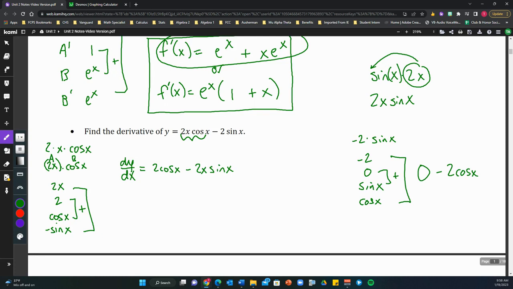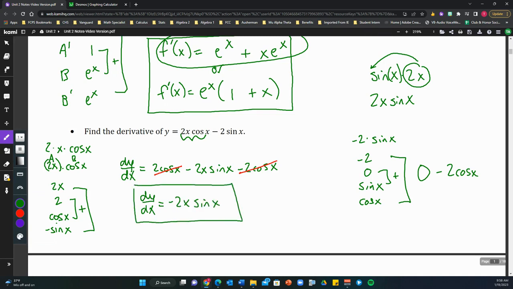So -2 sine of x, again, this is just a constant multiple, not a product. So this just yields -2 cosine of x for the other piece. So we have all of our pieces for the derivative. Now we just take care of any simplifying. And in this case, we actually end up with two terms that are opposites and cancel each other out. So we end up with dy dx equals -2x sine of x as the derivative function.